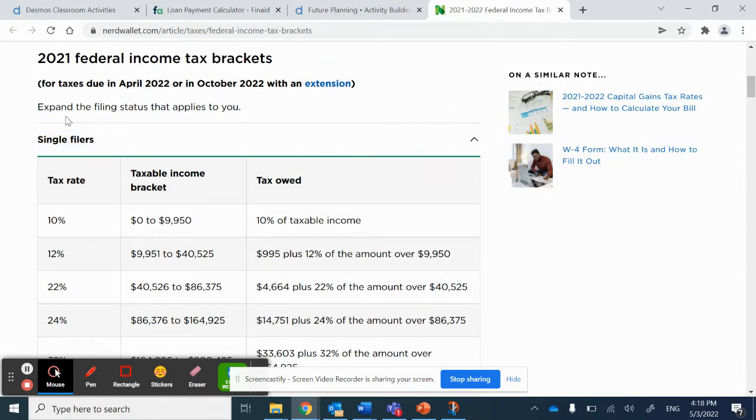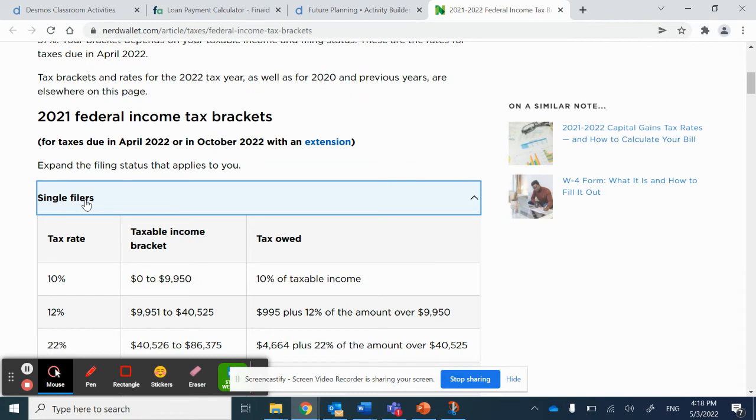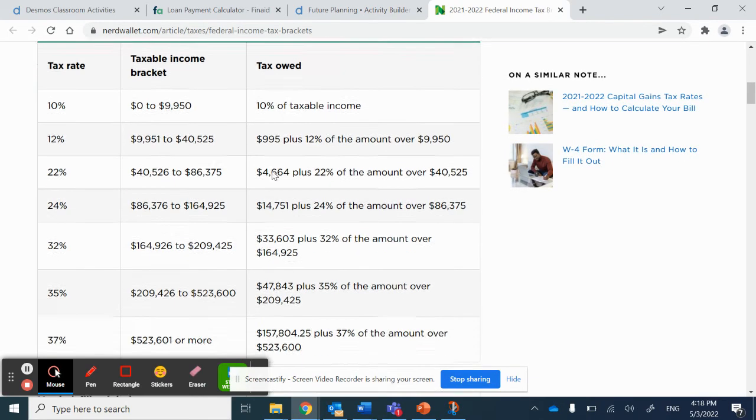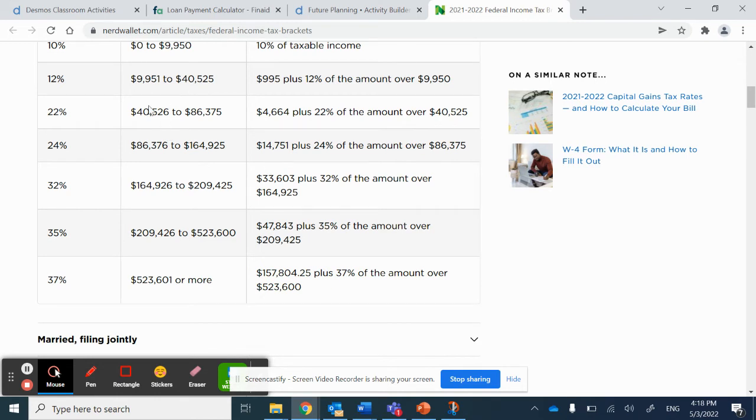Even if you're planning to get married, which you planned out in this project, you're going to pretend you're a single filer for the purposes of this project. Then you're going to go down and find your projected annual income from your job. I'm just going to choose an annual income of 60,000, somewhere between that 40,000 and the 86,000 mark. So I'm going to be in this bracket, and I can see that my taxes are 22%.